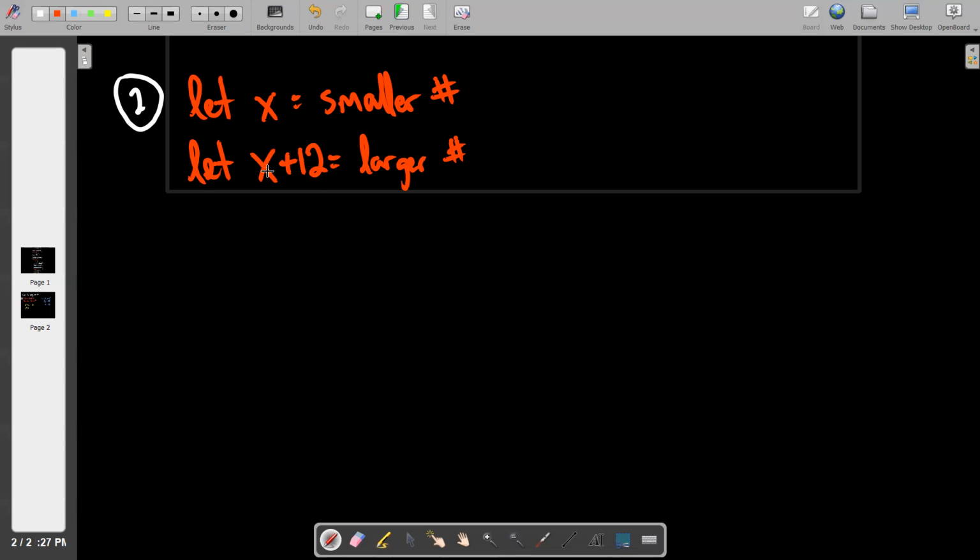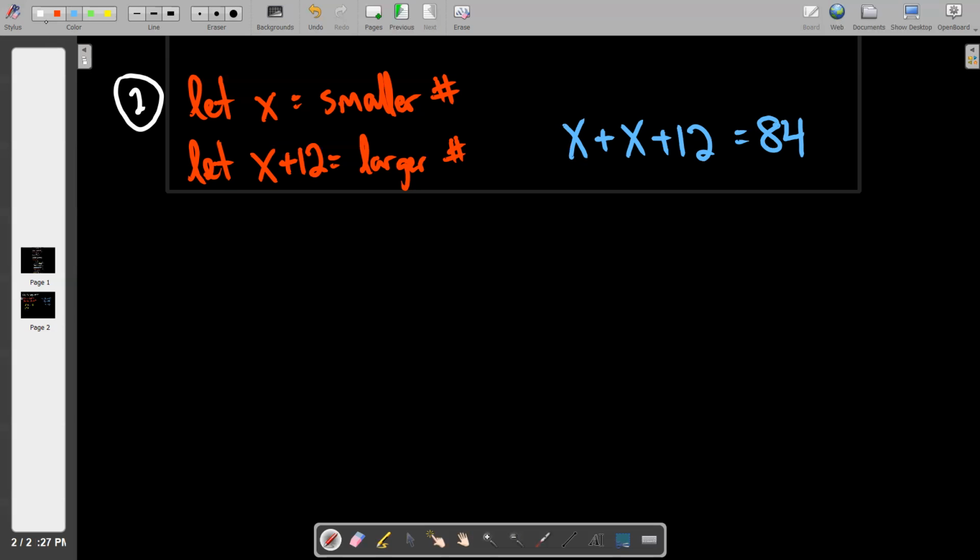Step 1, done. So we're on to step 2. And what again is step 2? Write the equation. And the equation says that their sum is 84. So what's that going to look like? Good job, Kennedy. x plus x plus 12 equals 84. Step 1 was to declare. Step 2 was to write. Step 3 is to do the math that we've practiced.